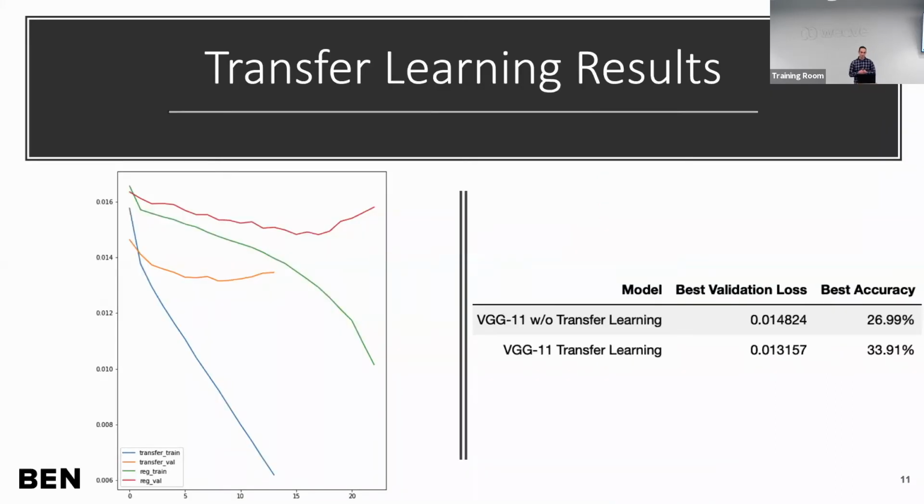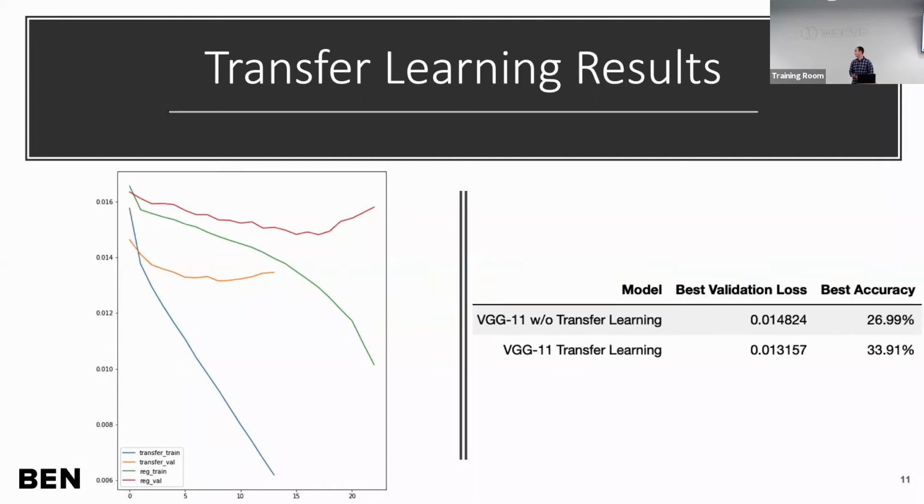So I compared this transfer learning model to another model that was exactly the same architecture. So I took the VGG11 and did not have any pre-trained weights. And there's a pretty big difference. So on the right, you can see the numbers. Without transfer learning, we got an accuracy of about 27%. And with it, we increased it by almost 7% to 34%.